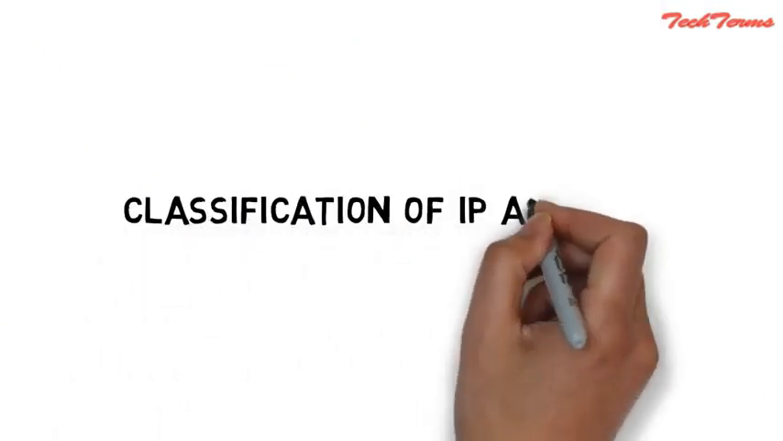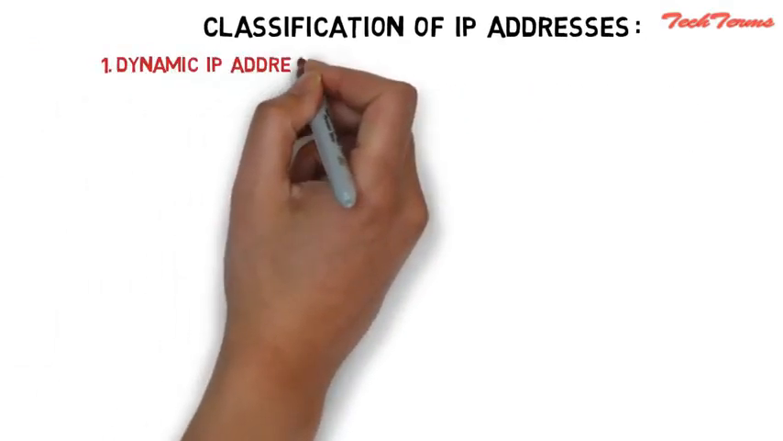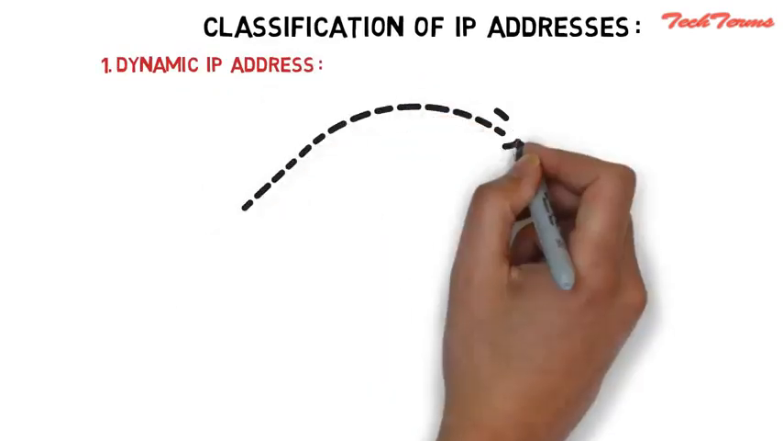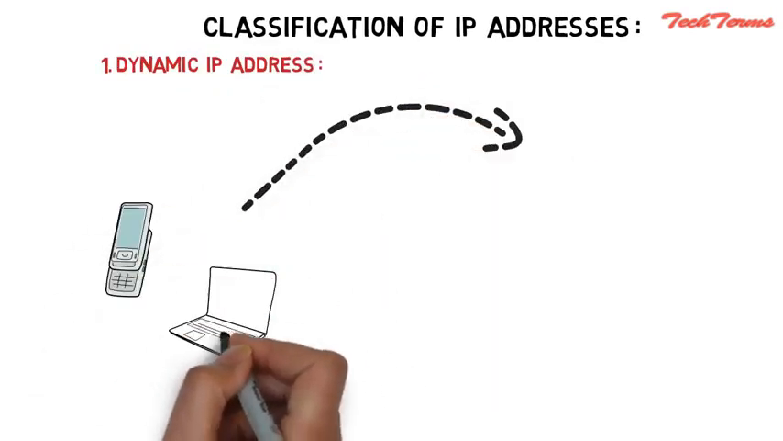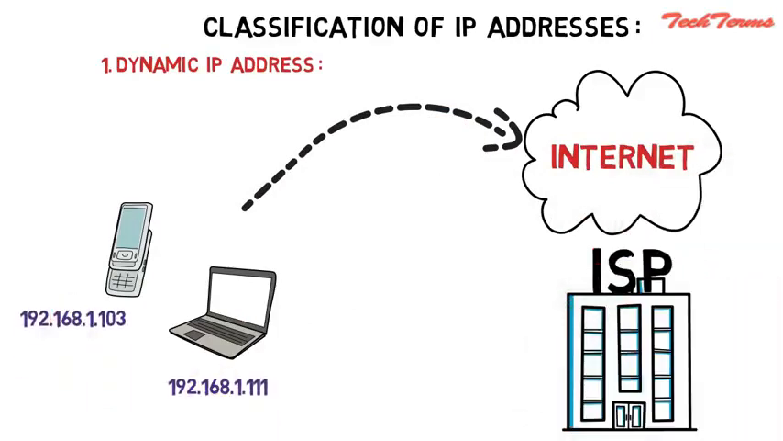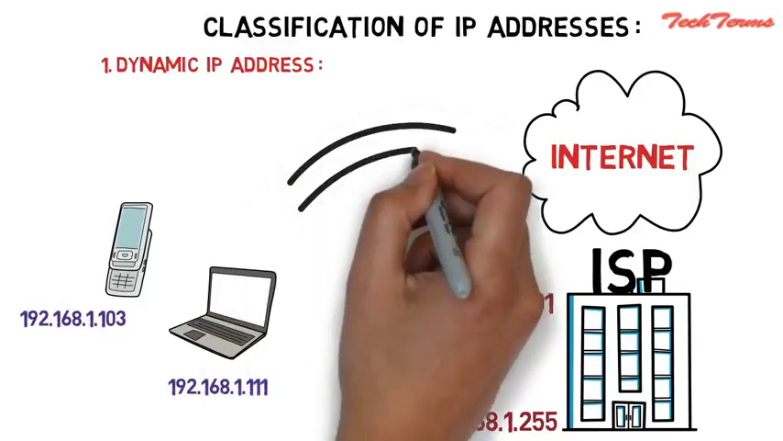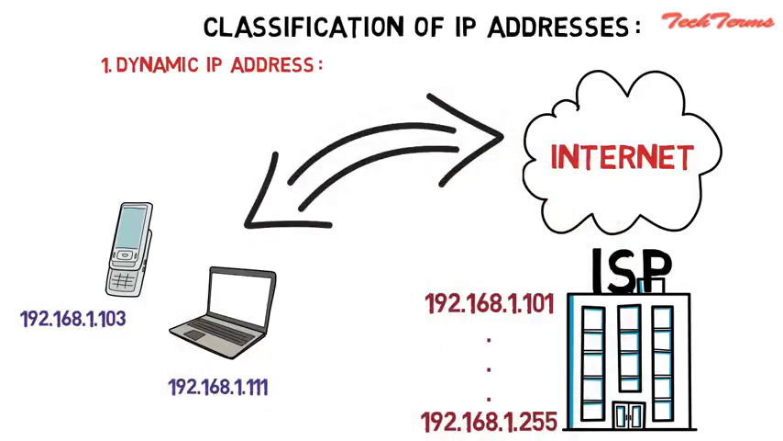IP address can be classified as dynamic IP addresses and static IP addresses, starting with dynamic IP addresses. When you connect your device like smartphone or computer to internet, your Internet Service Provider provides you an IP address from the range of available IP addresses. Now, your device has an IP address, so you can connect your device to internet and send and receive data to and from the computers in internet.